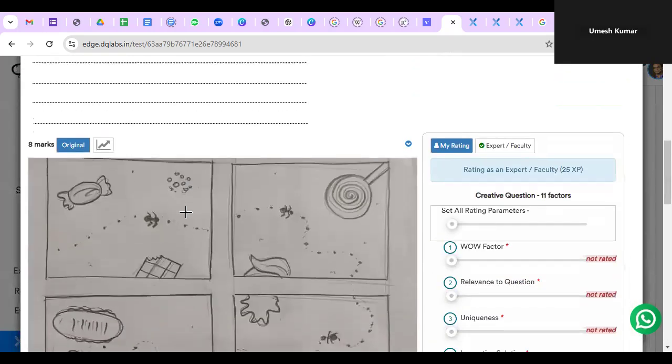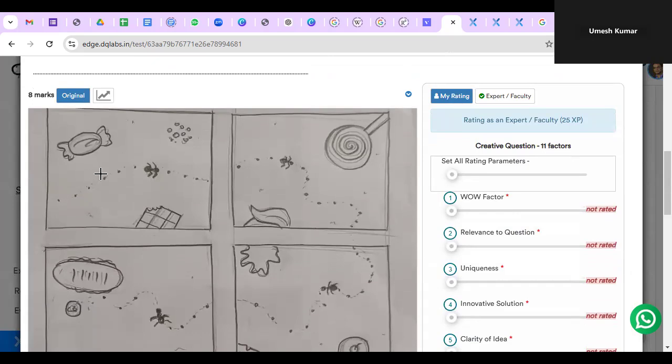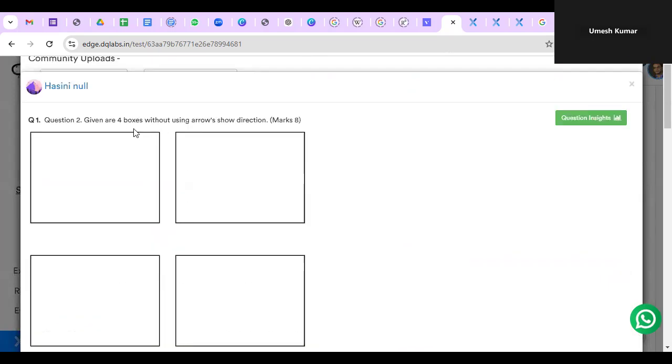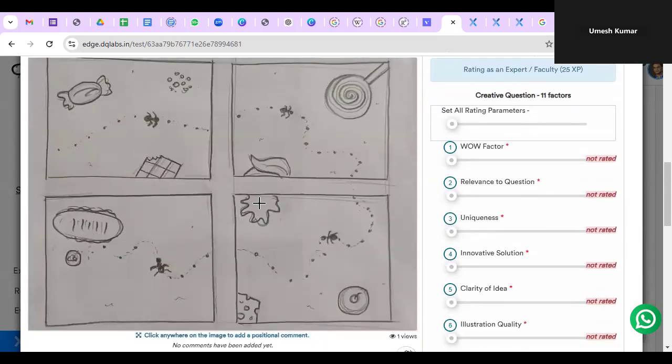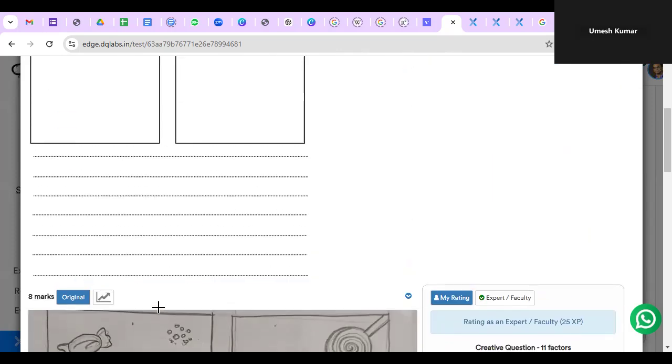Okay, and marching, going here, going here, going here. So they're asking for, given are 4 boxes without using arrows, show direction. Yeah, you're not using arrows, but you're showing direction. That is good, but it is the same thing. I didn't realize that it should be different. This is a different way of interpreting. You are still showing the direction in 4 boxes with the ant marching. Yes, sir. But how do you interpret this question?